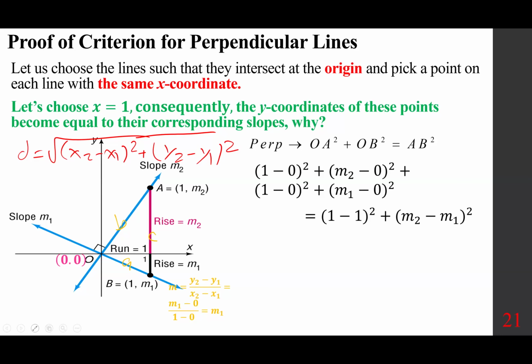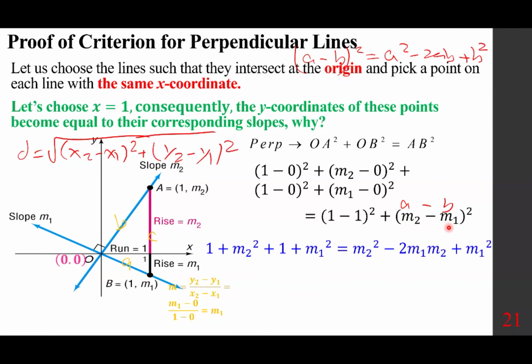We are going to simplify each side. This is 1 squared, this is m2 squared, this is 1 squared, this is m1 squared, this goes away, 0. Then (a minus b) quantity squared, I write it here for you. I hope you remember that. It's a squared minus 2ab plus b squared. Therefore, this one is m2 squared minus 2 m1 m2 plus m1 squared. I hope everybody understands what I'm trying to say here, because it has got to do with knowing perfect square trinomials.